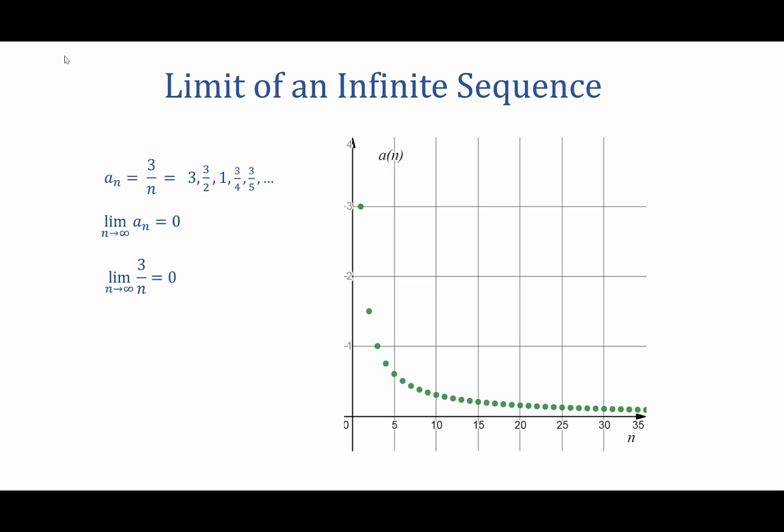If we wanted to figure it out without actually graphing it, of course we can just take the limit of the algebraic expression. So what is the limit as n approaches infinity of 3/n? We didn't have to graph it to see that it's equal to 0. As n approaches infinity, a number over infinity becomes 0. Basic limit rules.